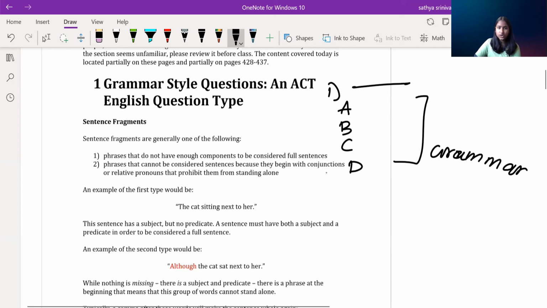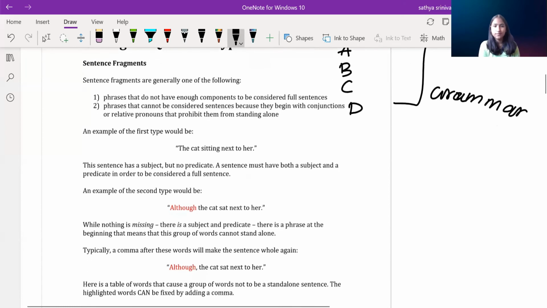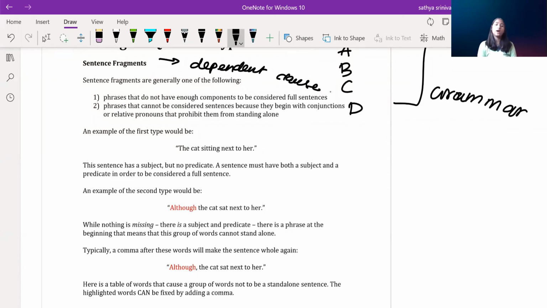Most of the questions on the ACT are grammar style questions. Some concepts that appear are sentence fragments, which are generally those that don't have enough components to be considered full sentences. It's basically a dependent clause. It can't stand by itself. They either don't have enough components, or they begin with conjunctions or relative pronouns that prohibit them from standing alone, right?